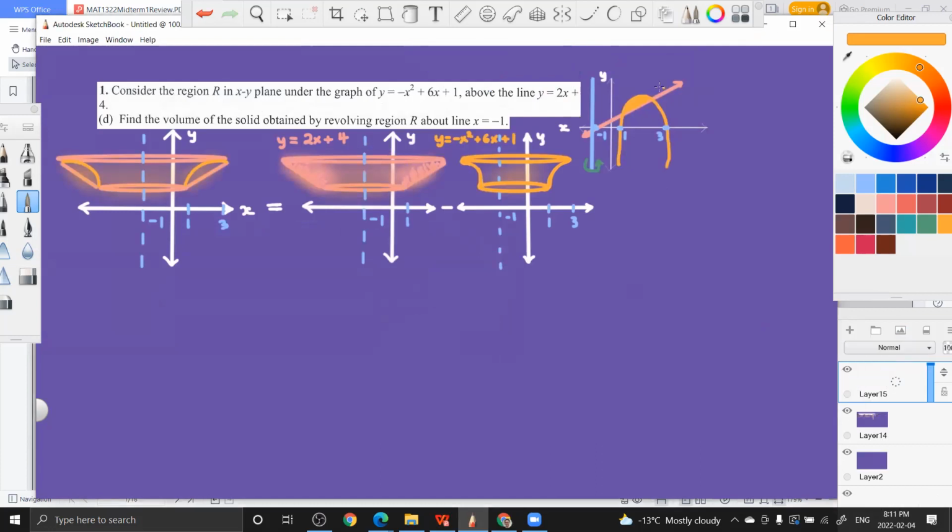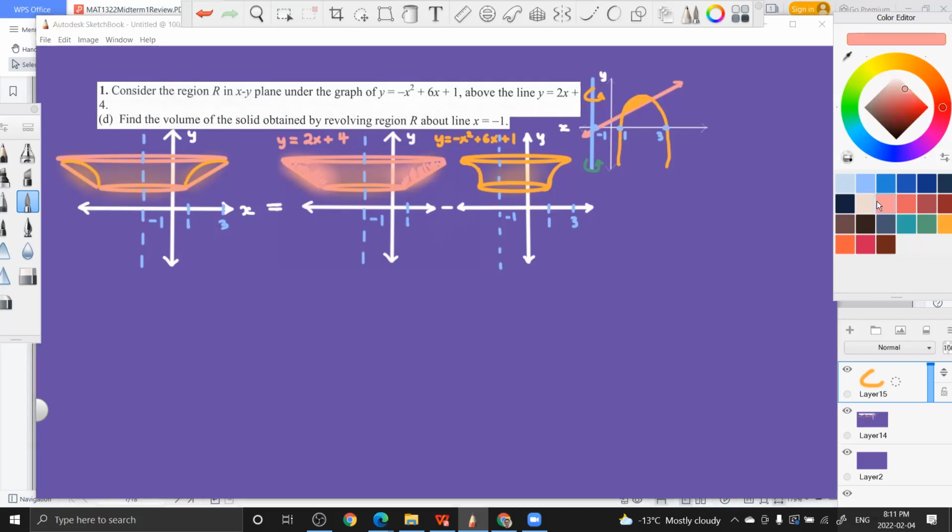So here, as you can see, these are the same functions we have been using before, and we want to rotate this area. This area is called R, remember? That's R right there. And we're going to rotate R around x equals negative 1. Once we rotate it, we'll have a three-dimensional solid looking like this.